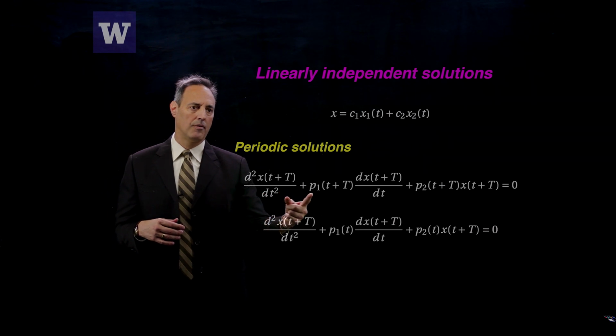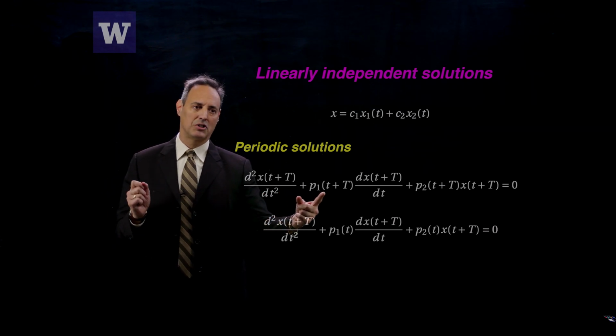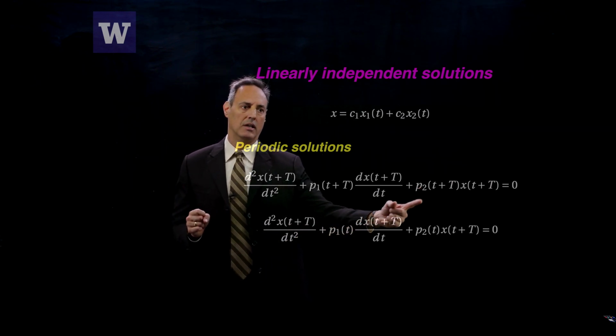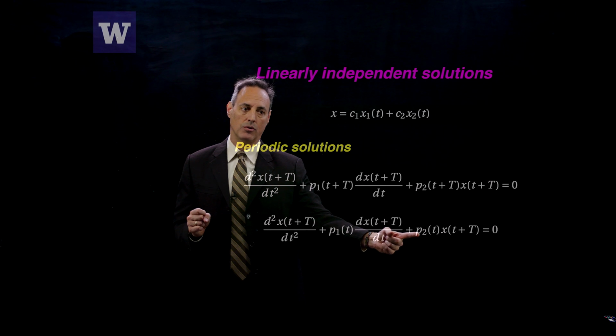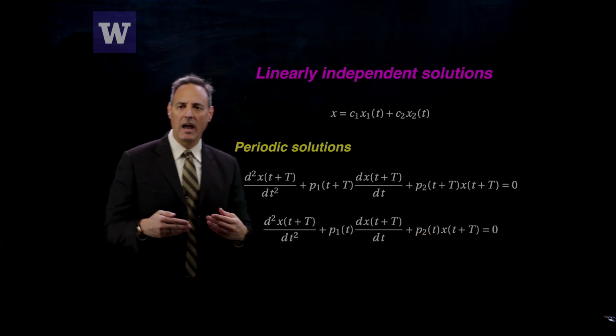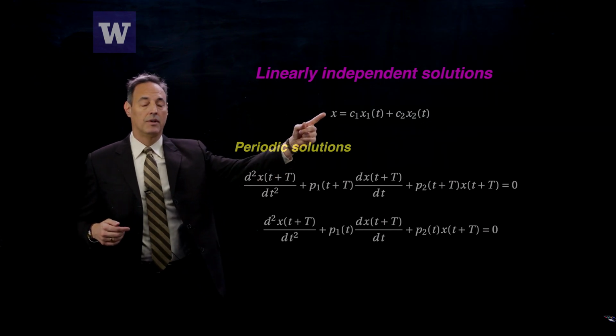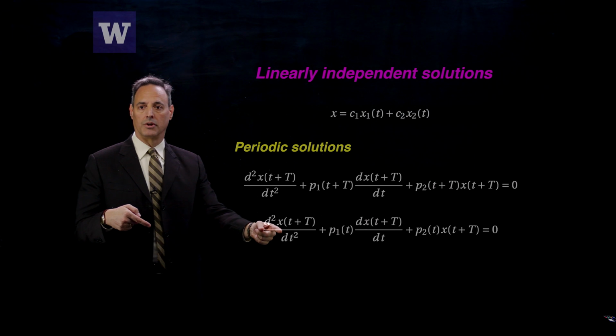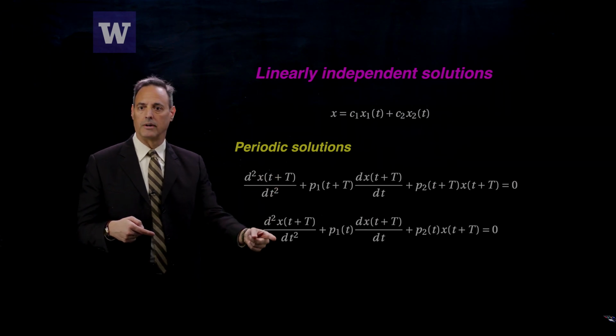And notice P1(t + T) is equal to P1(t), and P2(t + T) is equal to P2(t). So if you look here, what it's telling you is if I have a solution x(t), then x(t + T) is also a solution. That's what this is telling you here.